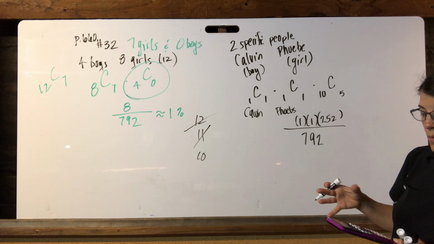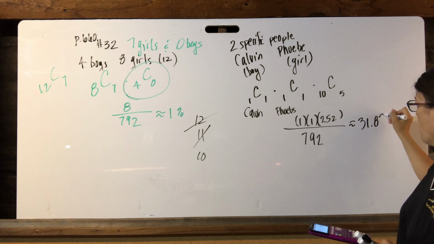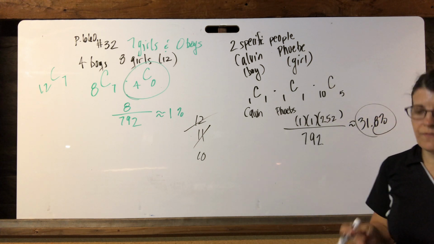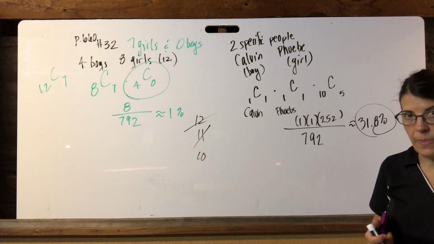There is a 31.8% chance that Calvin and Phoebe get to go on the field trip. That they randomly get in the car.